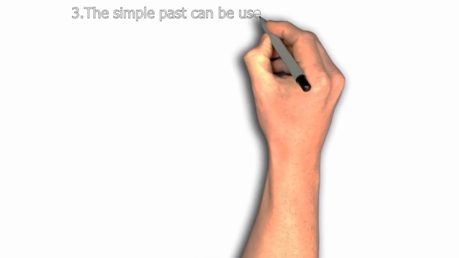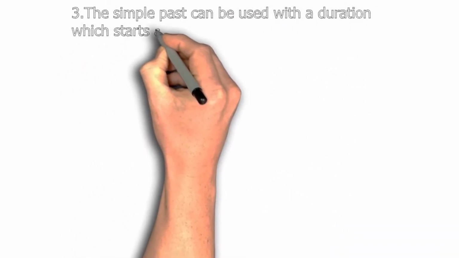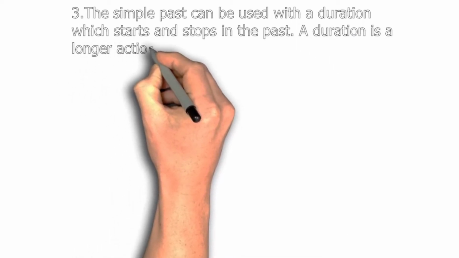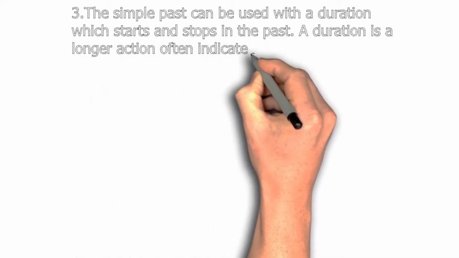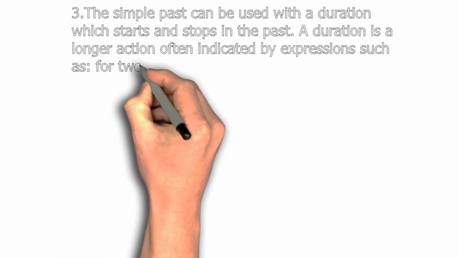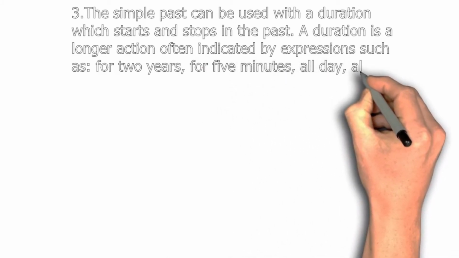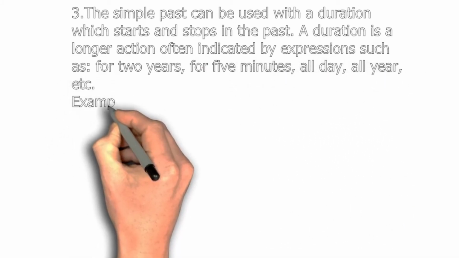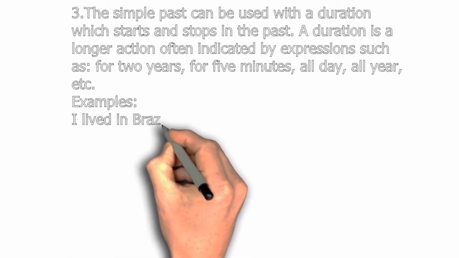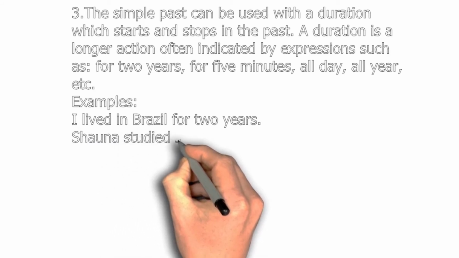Now we are going to introduce the third rule. The simple past can be used with a duration. Duration, remember, starts and stops in the past. A duration is a longer action often indicated by expressions such as for 2 years, for 5 minutes, all day, all year, like that. For example, I lived in Brazil for 2 years.